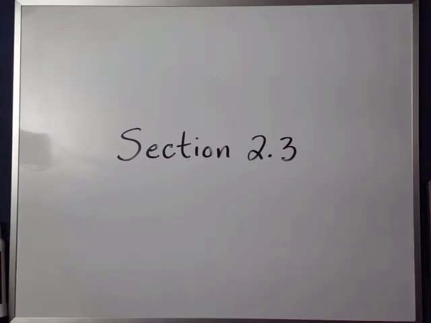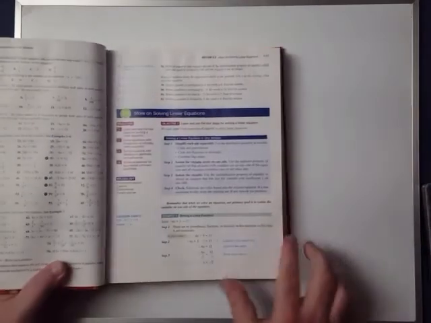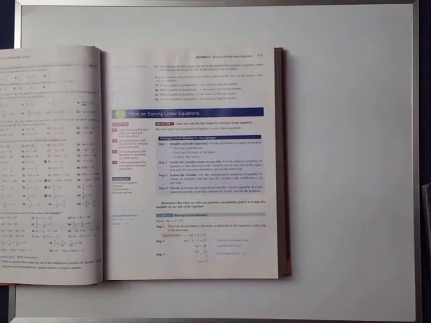Section 2.3, more on solving linear equations. Here at the beginning of the section, on page 117, she has a blue box that outlines a general attack for solving linear equations in one variable. Blue box, middle of the page, page 117.